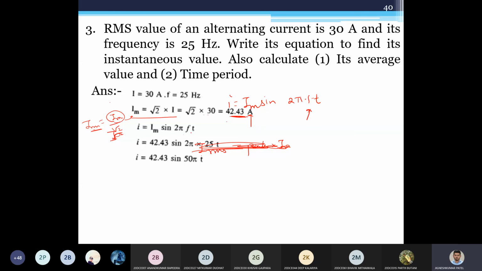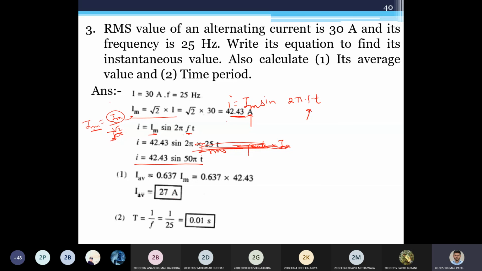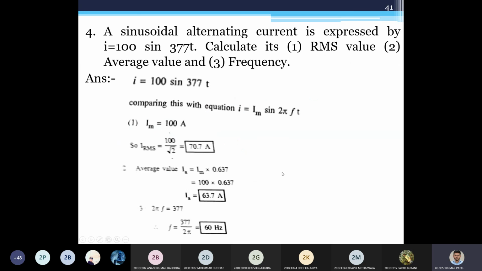Now I can get this equation easily. I just have to put this value, and f I already know, that is 25 Hertz. So this is my equation for the current. Average value, we know that average value is 0.637 into Im. So I get an average value of 27 ampere. And time, how can you calculate time? T is 1 upon f. 1 by 25 is 0.04 second, which is the time period. So you can say 40 milliseconds.